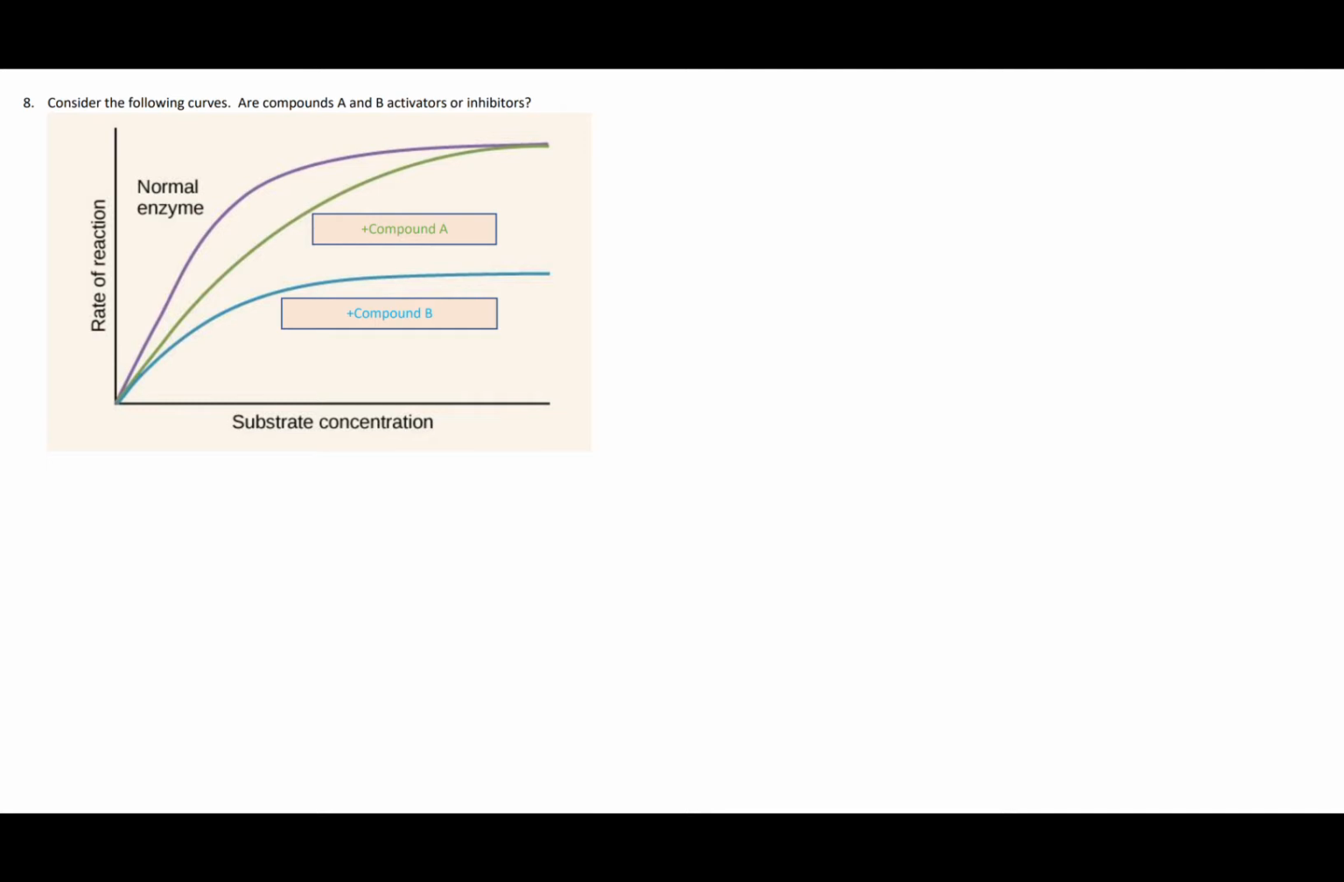Anytime you're given a kinetic graph like this, it's very, very important that you first look at what we're plotting. So we're plotting here reaction rate versus substrate concentration. For a normal enzyme reaction, we're going to get a hyperbolic curve like we see here in purple. In order for our enzyme performance to increase, we either want our enzyme to give us a higher rate, higher Vmax of the reaction.